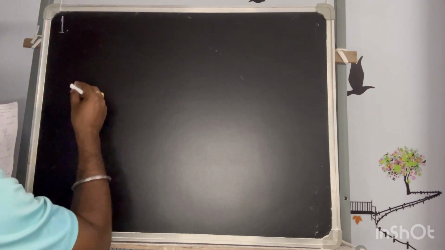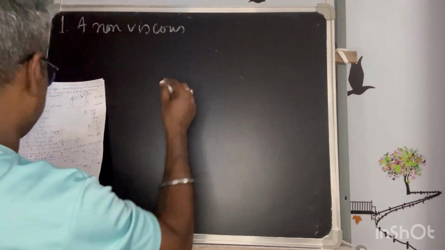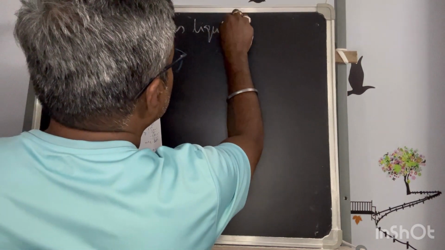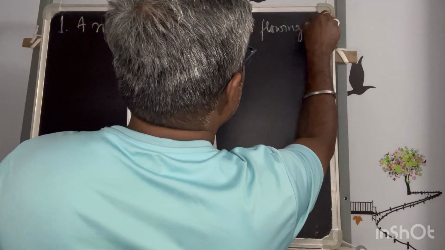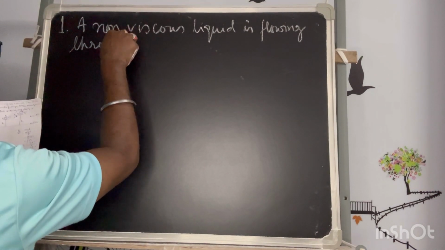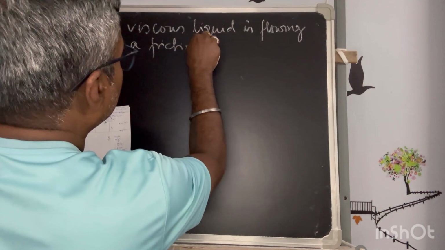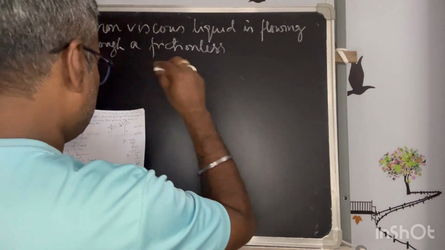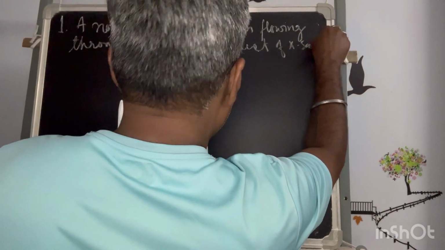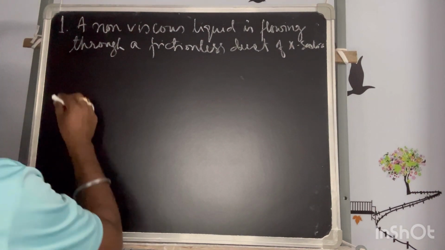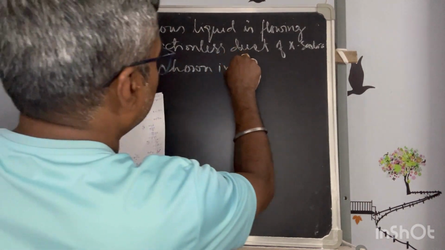First sum on this: a non-viscous liquid is flowing through a frictionless duct of varying cross section, as shown in the figure.